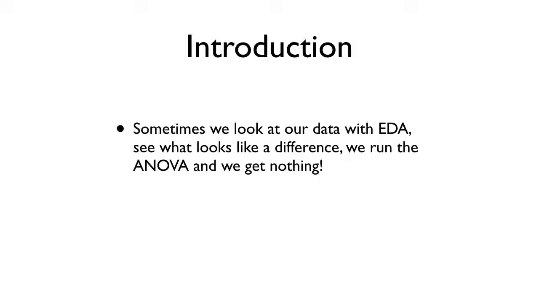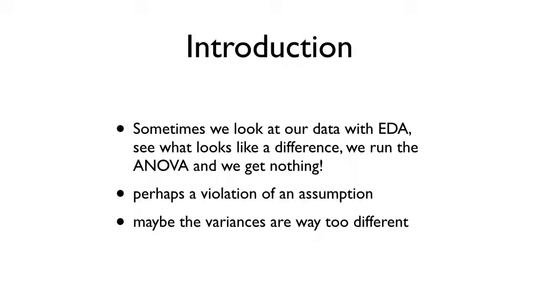They come back to my office and say, I got an F of 1.1. And I go, what? Wonder why that is. That's pretty weird, because it looks like there should be a difference there. It could be that there really isn't anything there. But it could be there's a violation of an assumption. And the assumption violation that we can deal with is almost always the assumption of homogeneity of variance. It's usually that the variances are way too different from each other.